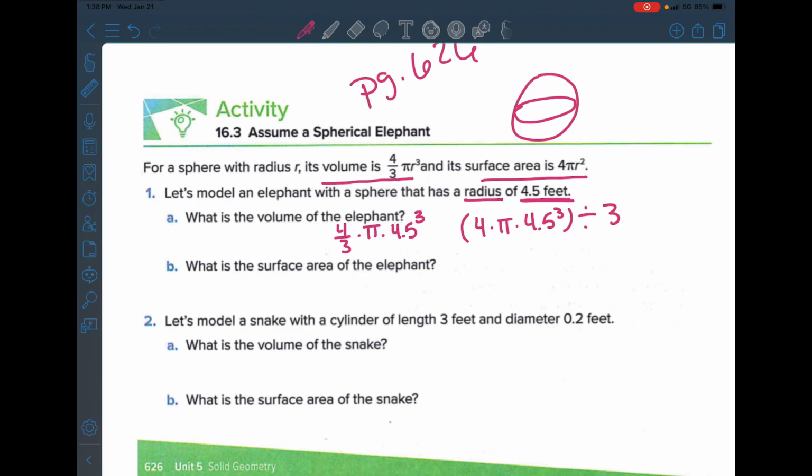Now, the surface area is 4 times pi times r squared, because we're talking about area. So we're going to go 4 times pi times 4.5 squared. Do that, and let's find the surface area of that sphere. Don't worry about number 2.